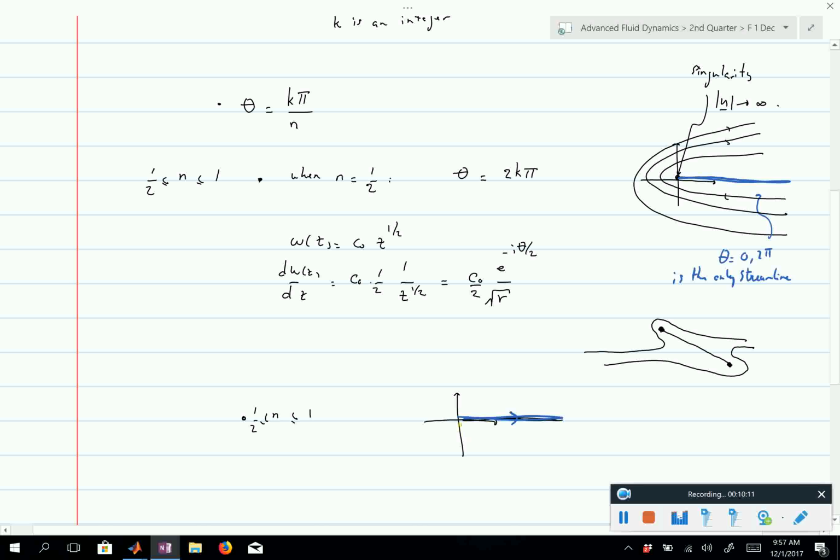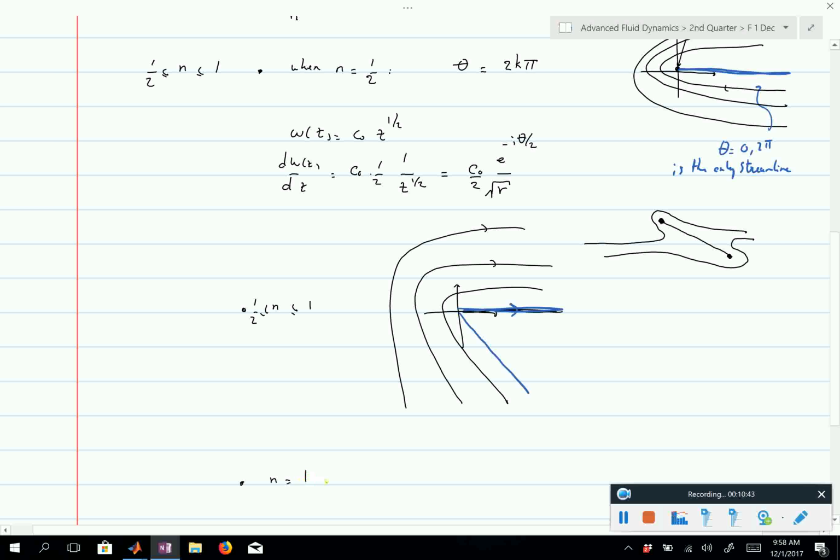And the other streamline would be here. Actually, let me not put an arrow here because this is confusing. That would represent the flow around a sharp corner which is not that sharp, but which goes like that. Okay, this is for n between 1/2 and 1. And then for n larger than 1, you have the flow in a corner.